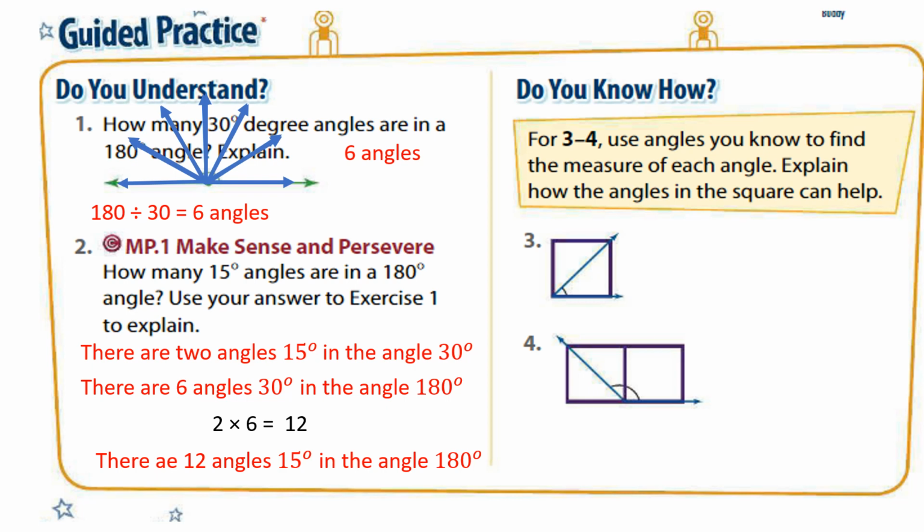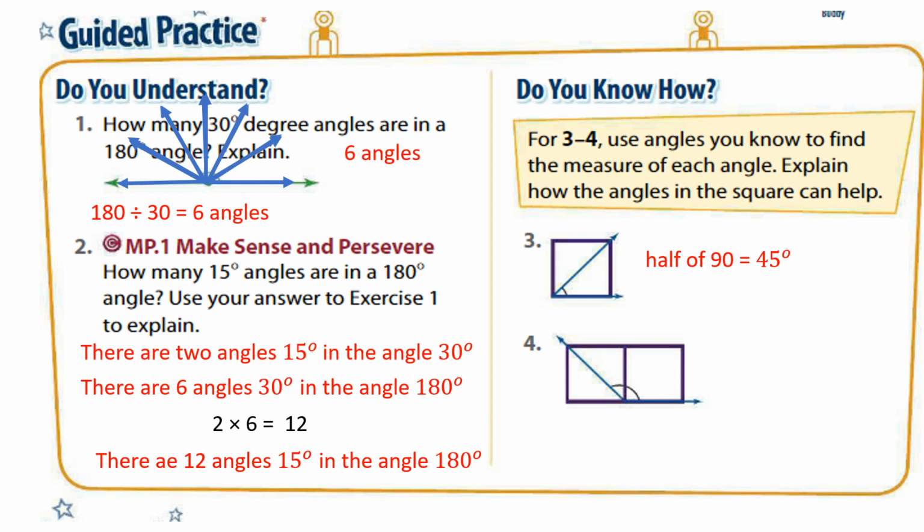So the measure of the required angle here is half of 90, which is going to be 45 degrees exactly. How can you get this one easily? Just divide 90 by 2 to give you 45 degrees. So the measure of the shown angle here for question number 3 will be 45 degrees.